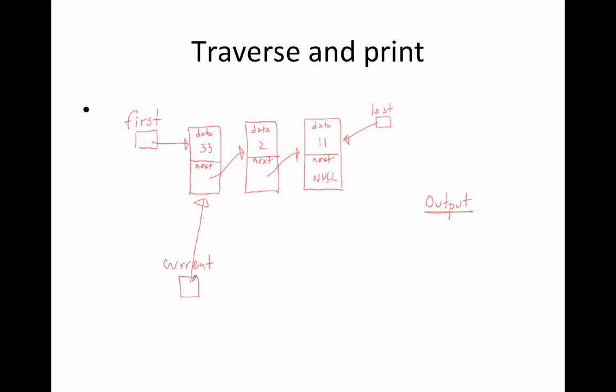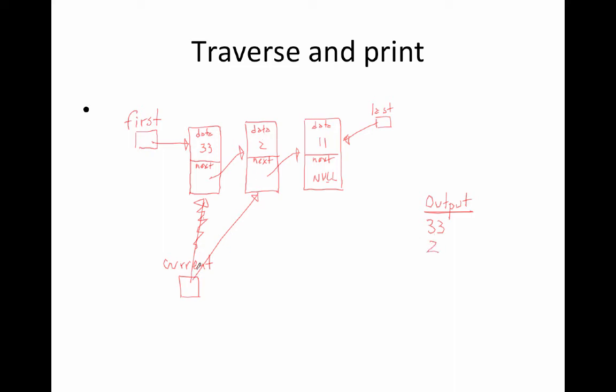And we print, for example, the value of current arrow data, which is the 33. Okay, so we printed the 33. Now we're going to move current over to the next element. So we're going to set current equal to the value of current arrow next. So we're changing the value of current so that now it's going to point over here. And we're going to print the value of current arrow data, which is 2.